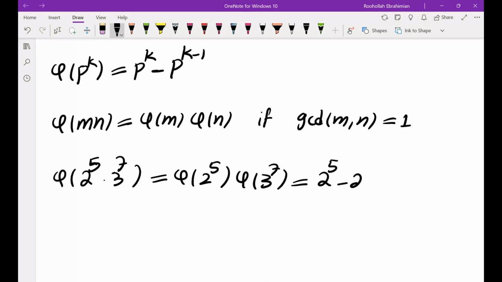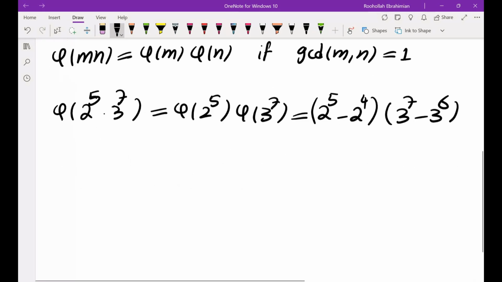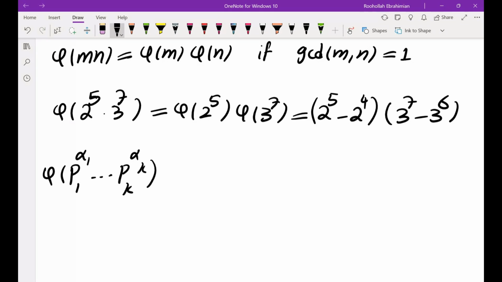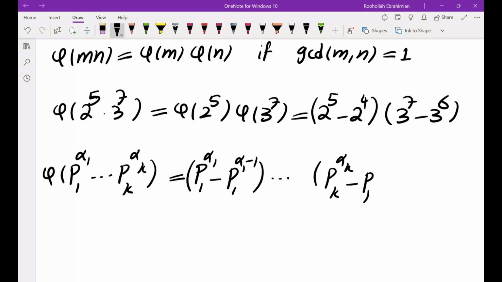This one is 2 to the power of 5 minus 2 to the power of 4, based on the discussion that we just had. And the next one is 3 to the power of 7 minus 3 to the power of 6. So in general, if you have the prime factorization of a number, p1 to the power of alpha 1 all the way to pk to the power of alpha k, this is going to be phi of p1 to the power of alpha 1, which is p1 to the power of alpha 1 minus p1 to the power of alpha 1 minus 1, all the way to pk to the power of alpha k minus pk to the power of alpha k minus 1.